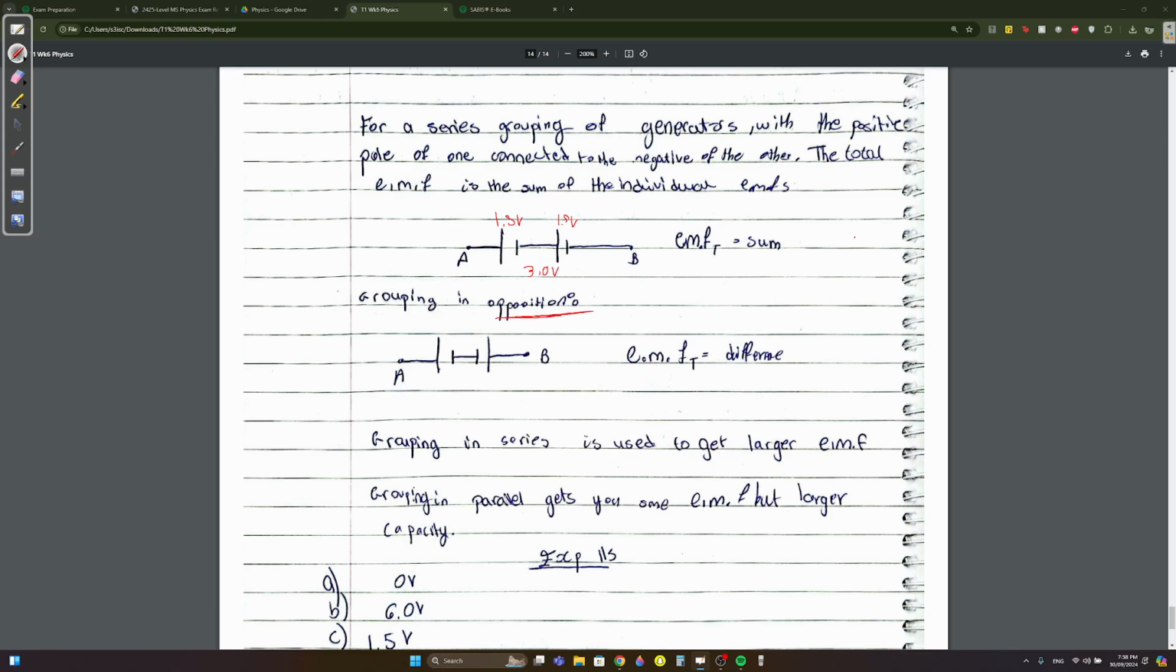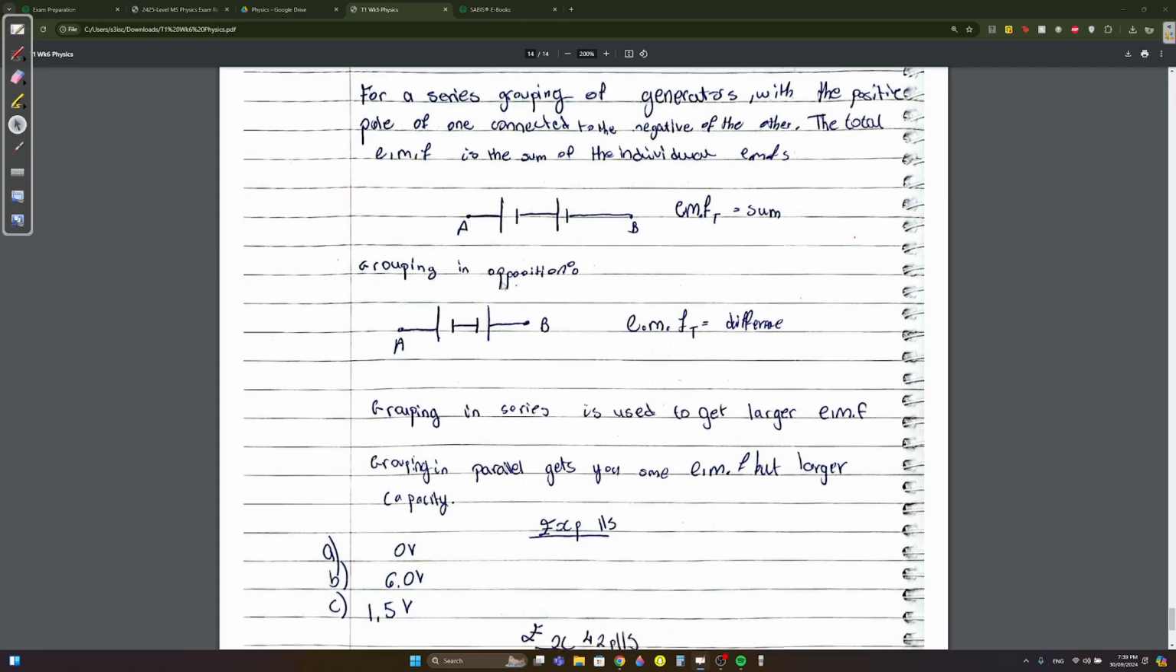But if you connect it in opposition, it's going to be the difference. What do I mean by opposition? Positive, negative, negative, positive? No. Have you guys ever seen a battery? Here is the positive and here is the negative, right? When you connect batteries in, I don't know, a TV remote, you always connect the plus to the minus, right? Always, because if you don't, it won't work. So if you connect it in opposition, the total EMF will be the difference, not the sum.